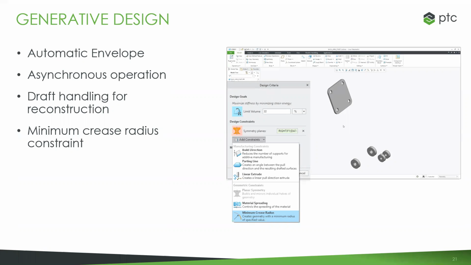And finally, at the bottom, we also introduced a new manufacturing constraint for minimum crease radius. So anywhere that you have blending as a result of the optimization that you're running between the optimized geometry and the preserved geometry, it'll define what's the minimum radius for that blending, which helps to more, just in general, evenly distribute stress throughout the model, and helps to create a smoother resulting shape in that optimized geometry.